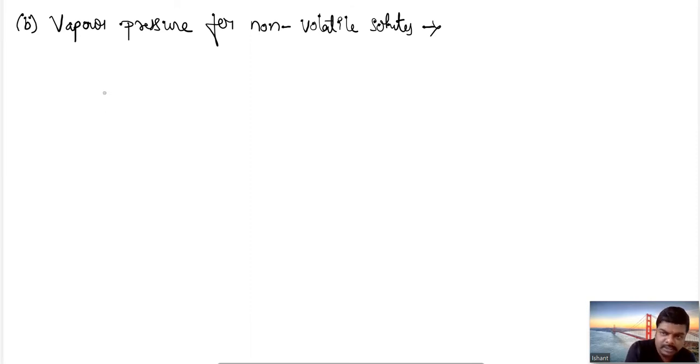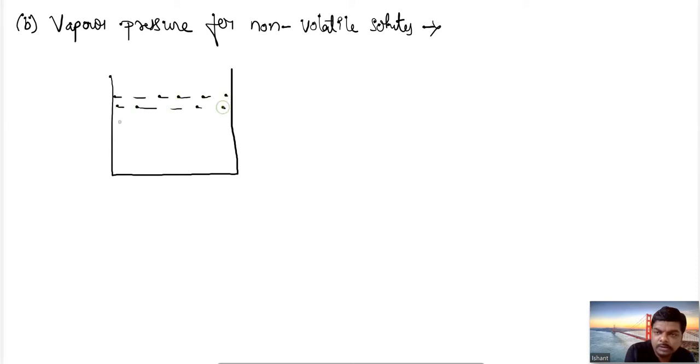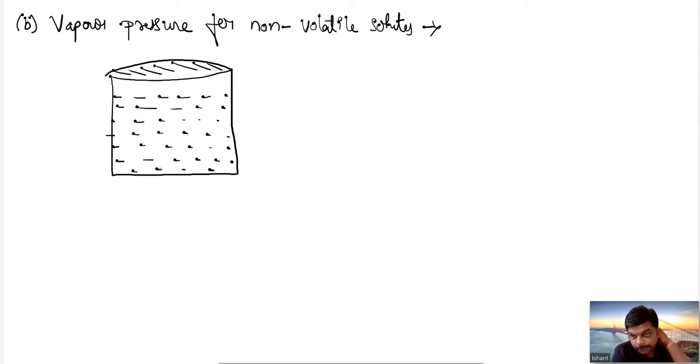Let's take an example. This is the pure solvent. I have taken the pure solvent in this container, and it is a closed container. I am closing it with the lid. In this condition only liquid is present, so it is pure solvent.